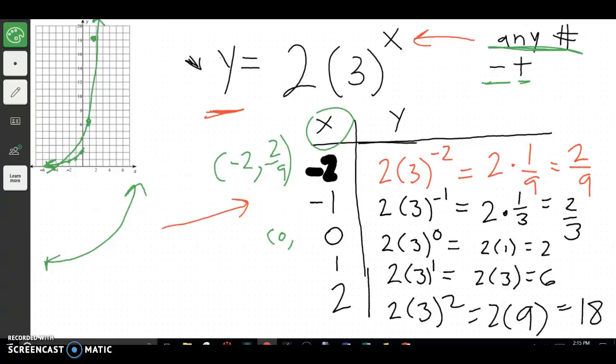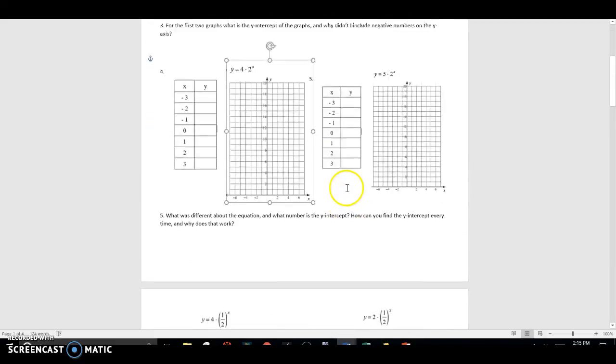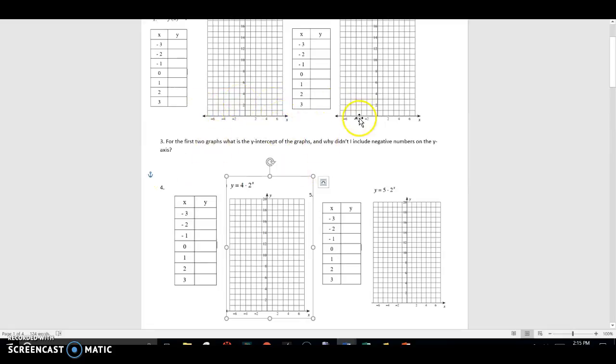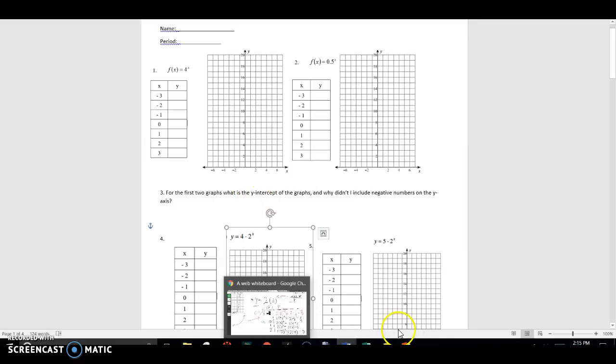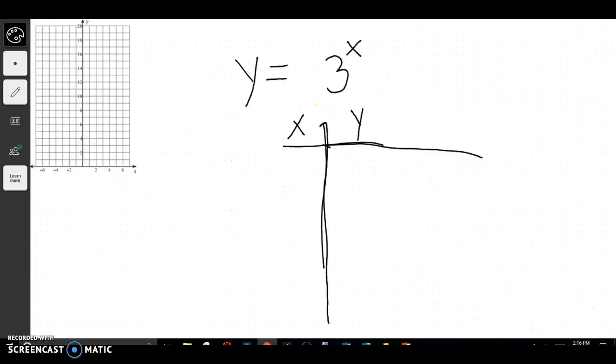Okay, let's try one more graphing example, and you're actually going to do this on a piece of paper today, which will look something like this, and you're going to have to fill in these boxes and actually graph these. Then you're going to answer some questions like, where's the y-intercept for this graph, and why didn't I include negative numbers down here? A good question is, most times when you graph different things, you have negative and positive numbers down here, but for these graphs I haven't put anything down here. So we'll try one more example so you can see the pattern.